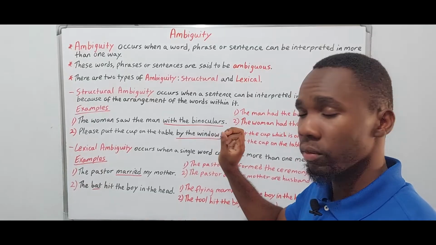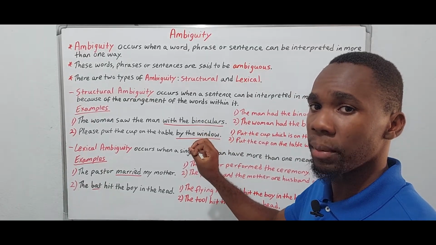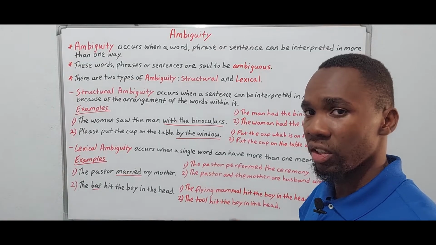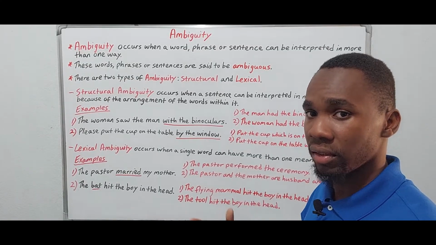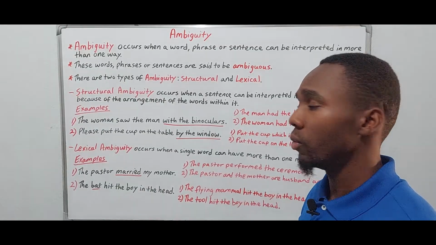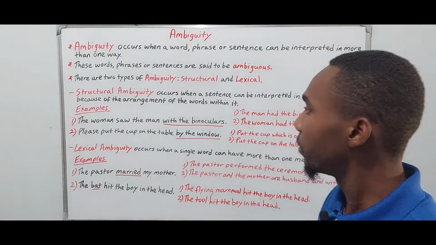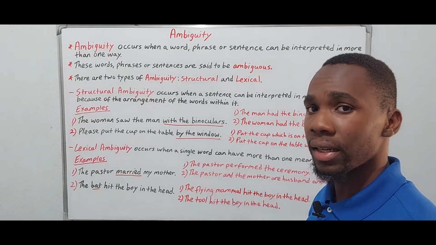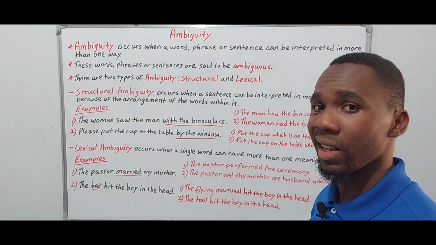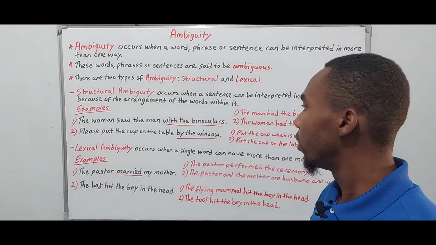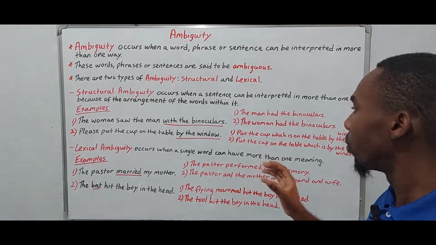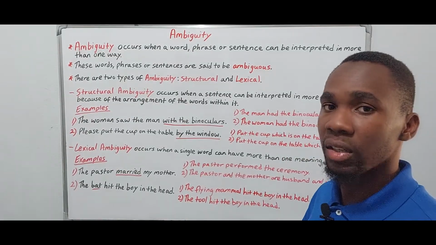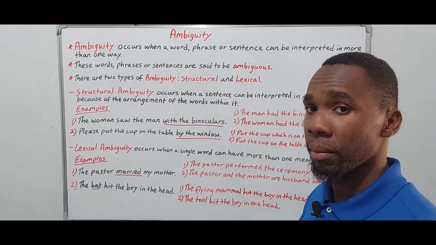So, right. Syntactic ambiguity, structural ambiguity would occur based on the arrangement of the words within the sentence. Okay? Which will lead to the ambiguity. Right. Now, we move on to the second type of ambiguity, and this is called lexical ambiguity. So this occurs when a single word can have more than one meaning. Okay, so now we're talking about a single word being ambiguous.